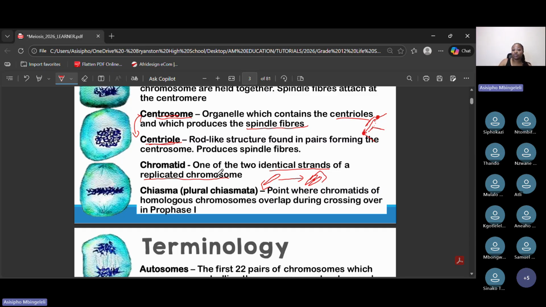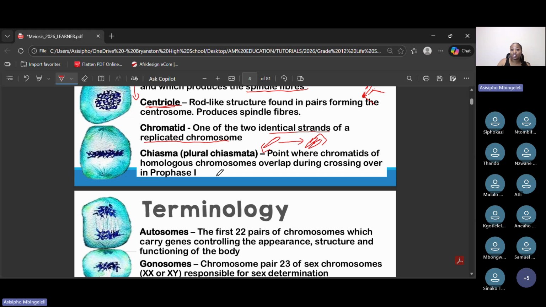Chiasma. So we will remember chiasma from last week, whereby crossing over takes place and we have homologous pairs of chromosomes. We'll have one chromosome from the mother and one chromosome from the father, whereby they will come in close contact, and chromatids from each chromosome are going to cross over. And where they cross over, that is the point which we call chiasma or chiasmata.